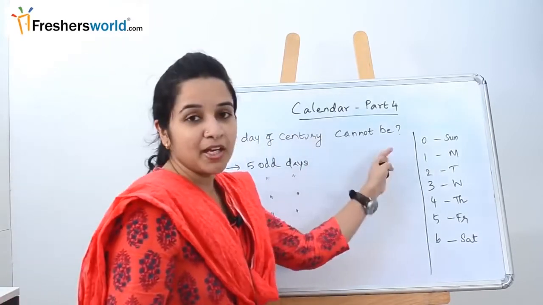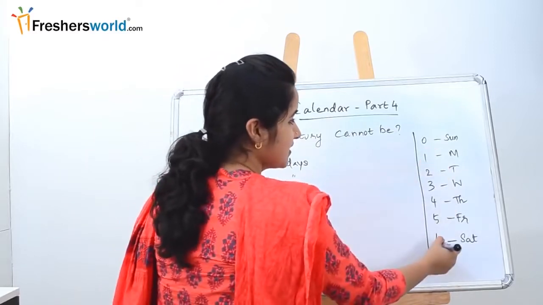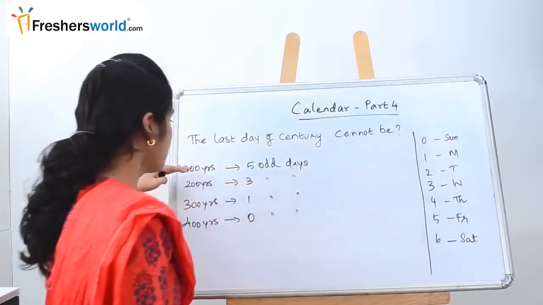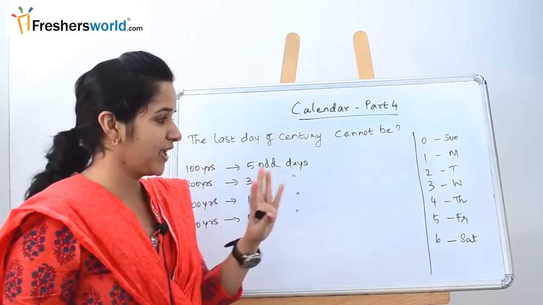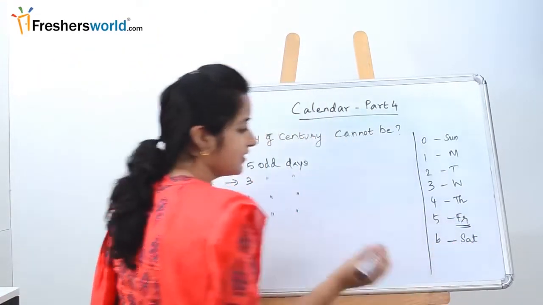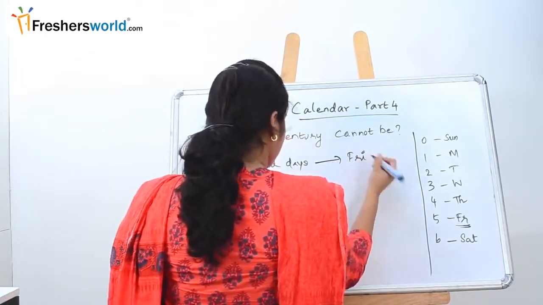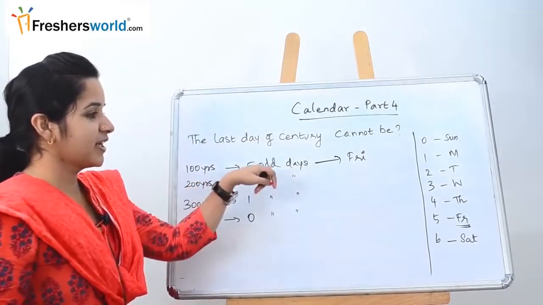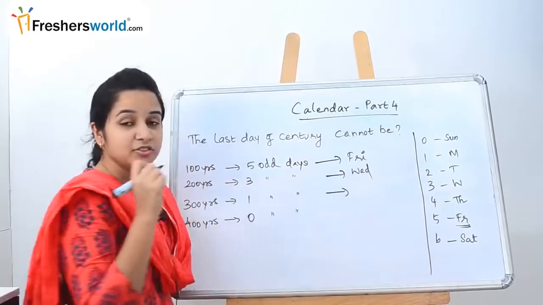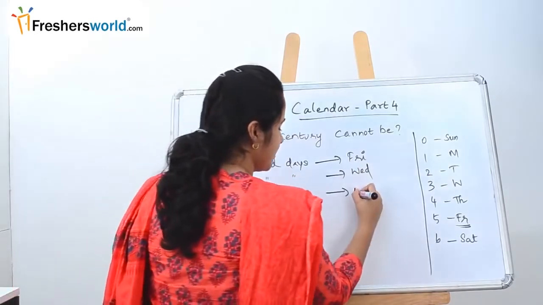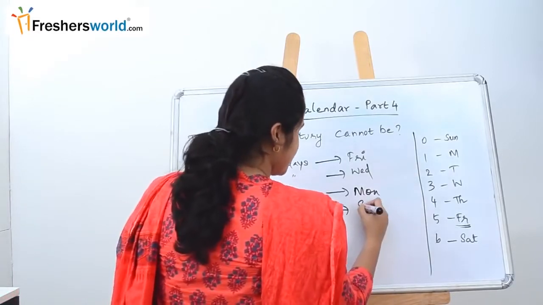In part 1 of the calendar, we discussed the coding of these days. So 0 to 6 is nothing but Sunday to Saturday. 100 years have 5 odd days, and 5 is nothing but Friday. So the final day of the 100th year will fall on a Friday. 200 years have 3 odd days, and 3 is nothing but Wednesday. 300 years will have 1 odd day, which is nothing but Monday. And 400 years will have 0 odd days, which is nothing but Sunday.